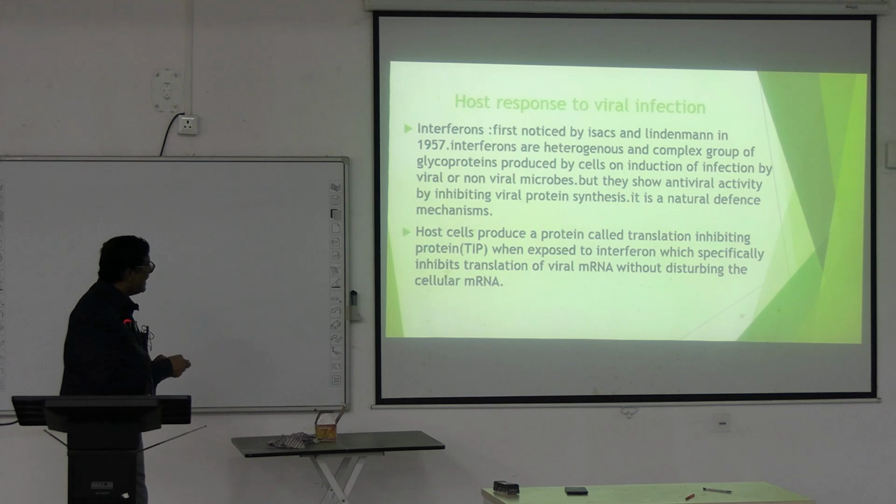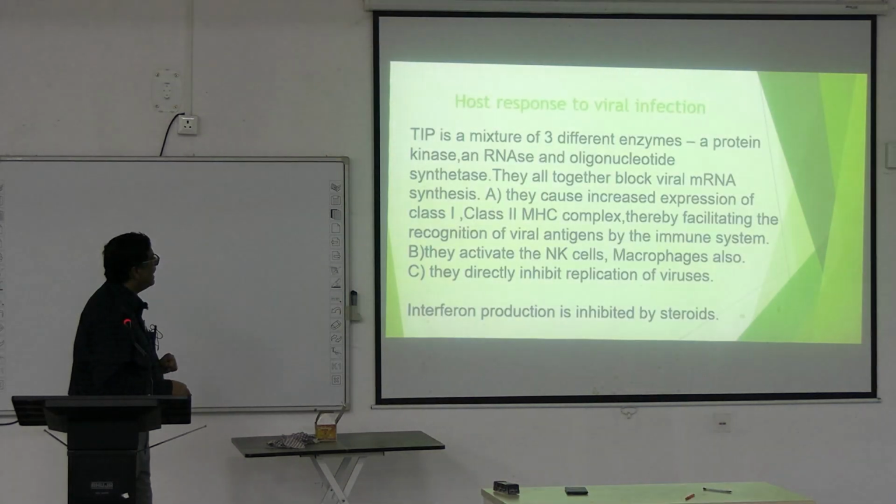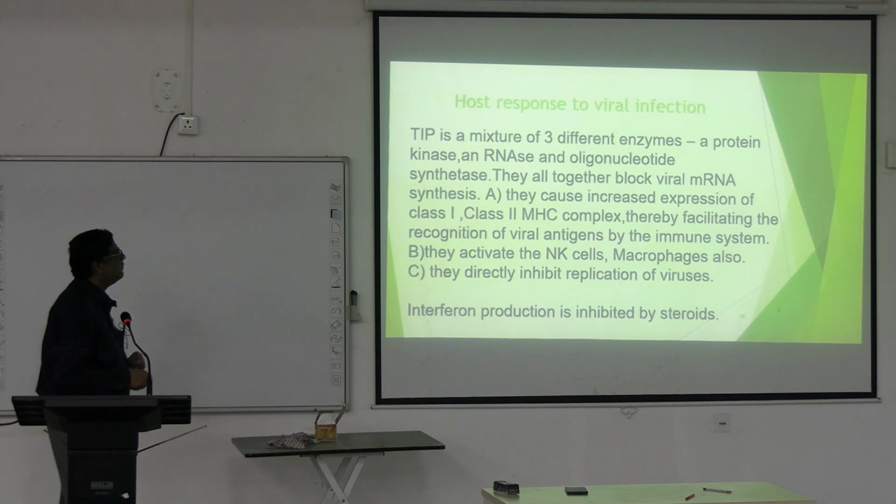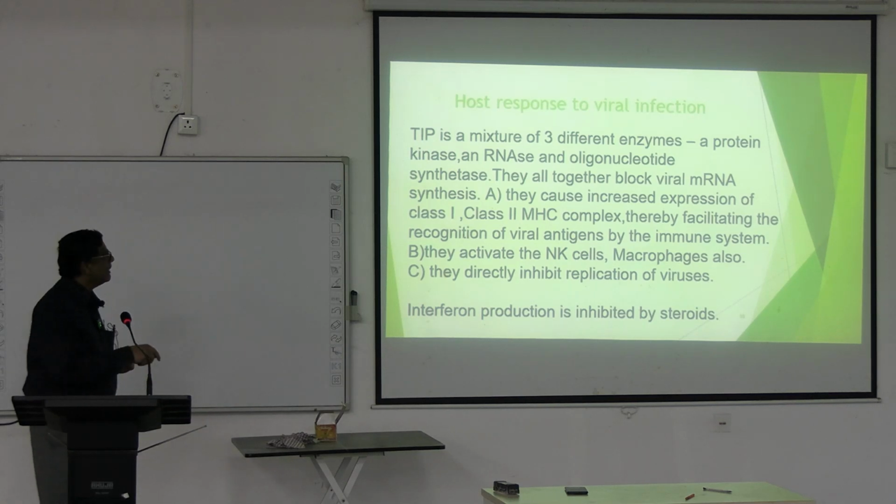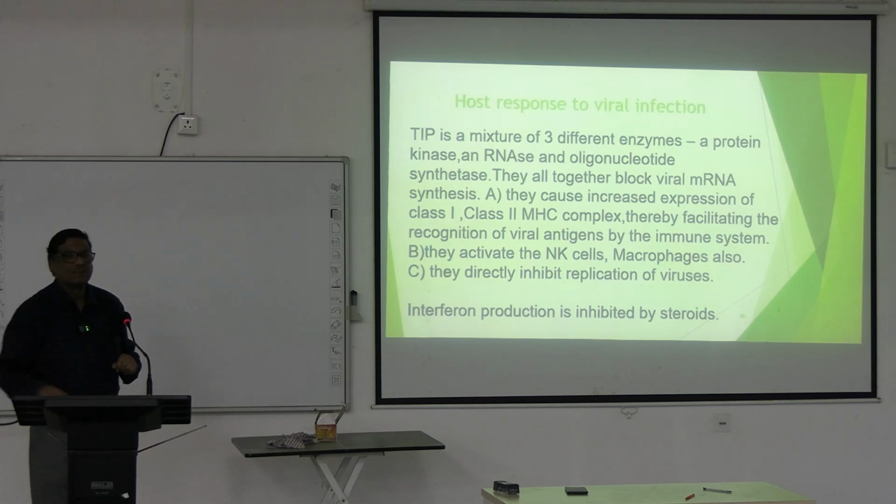The special thing is that the host cell produces a protein known as TIP, that is, translation inhibiting protein. Translation inhibiting protein is synthesized within the host cells, and this TIP is a mixture of three different enzymes: protein kinase, RNase and oligonucleotide synthetase. They all together block viral RNA synthesis and propagation of virus from one cell to another cell.